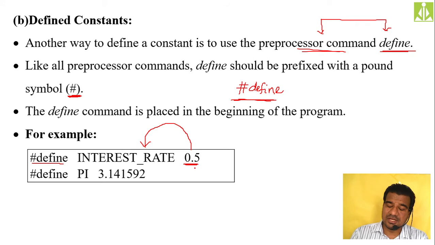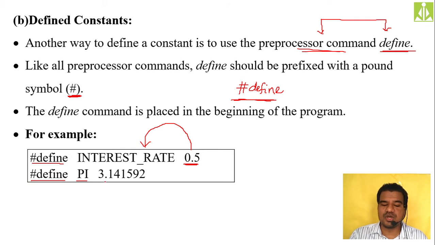It is not like a variable. You can't change this interest rate. Once you are assigning this 0.5 to this interest rate, afterwards you cannot change this interest rate value to something else. Throughout the program it will remain like 0.5 only, and it is not possible to change its value. Remember this one. Then hash define pi.